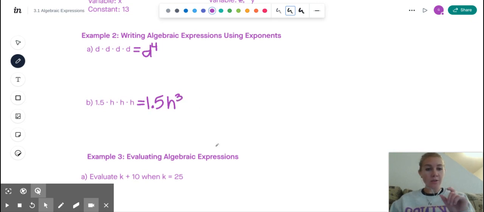And that's it. So just like when we used exponents and factors before, this time it's letters. Same concept, but this time we're using variables or letters.